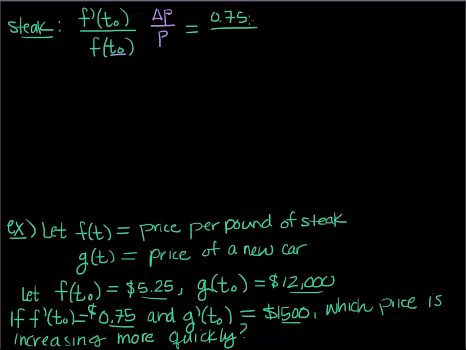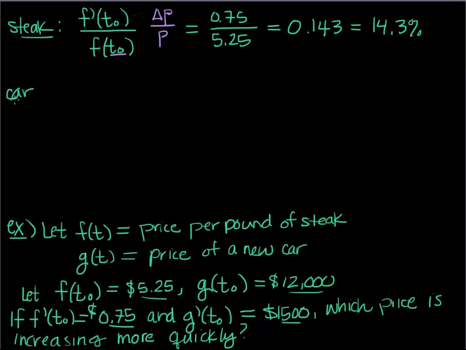Right? That is the change I'm having. What was the initial amount for the price of steak? $5.25. And I get 0.143, which as a percentage says that the price of my steak is increasing by 14.3%. Okay, so that's the percent increase of the price of my steak.